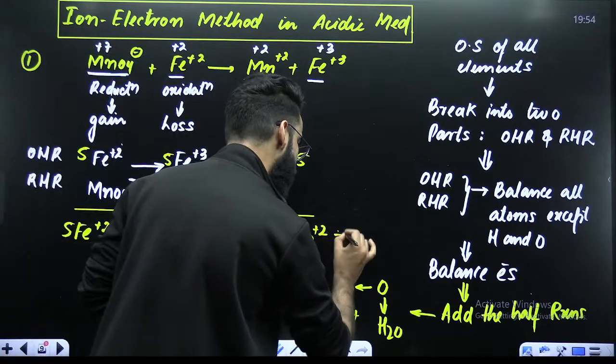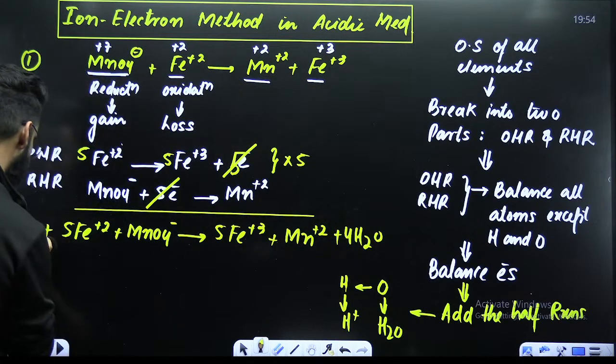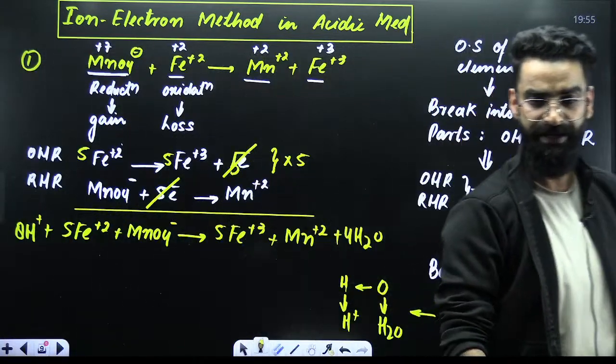How many oxygen deficiencies? 4. So add 4 water molecules here. How many hydrogens here? 8. So add 8 H+ here. Now the reaction is balanced. It's a balanced chemical equation now.